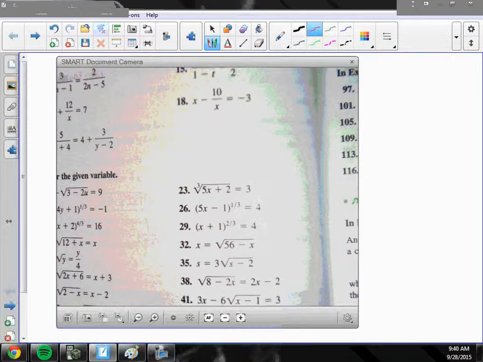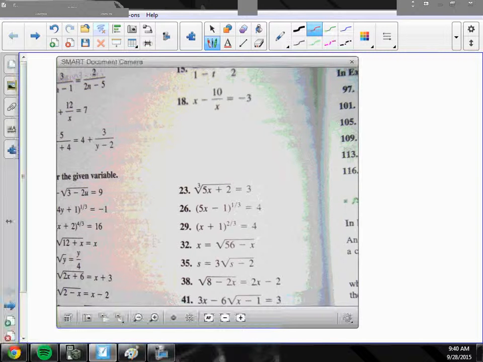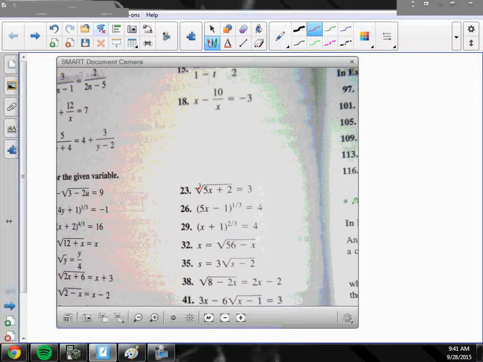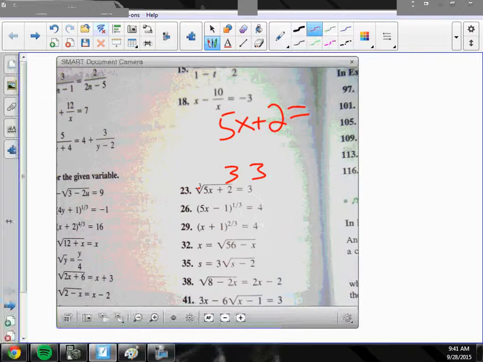Can you take the third root of a negative number? The third root of negative 8 is negative 2. So we only create imaginary numbers or run into problems with square rooting negatives if the root is even. Sorry, I can't think today. So what's the opposite of a third root? Third power, cubed. So 5x plus 2 equals 3 to the third, which is 27. Subtract 2 is 25, divide by 5.